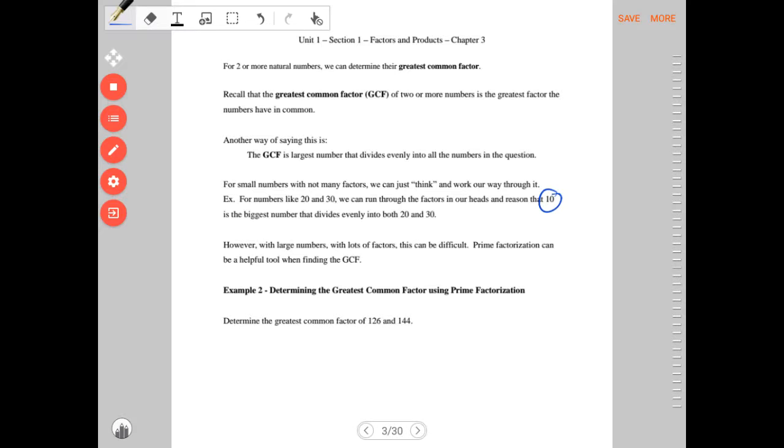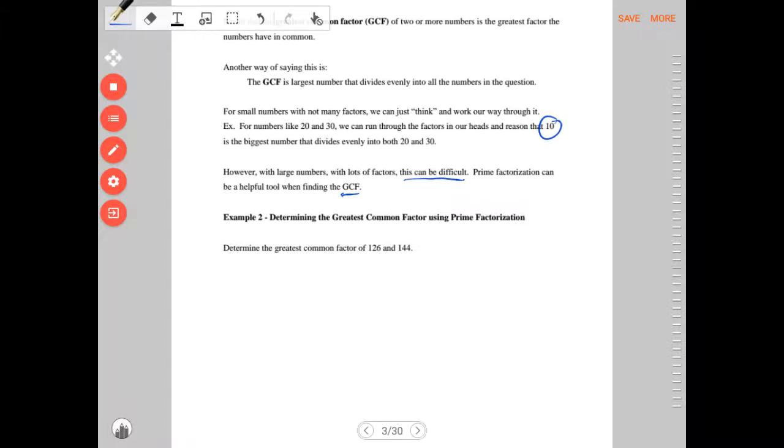That's all swell and fine, but you know what's coming. With large numbers, with lots of factors, this can be difficult. Prime factorization is a helpful tool when finding the GCF. So we're going to take these big numbers and find the prime factorization, and we can use factor trees or whatever. I kind of like factor trees. They're very visual, but you don't have to use them.